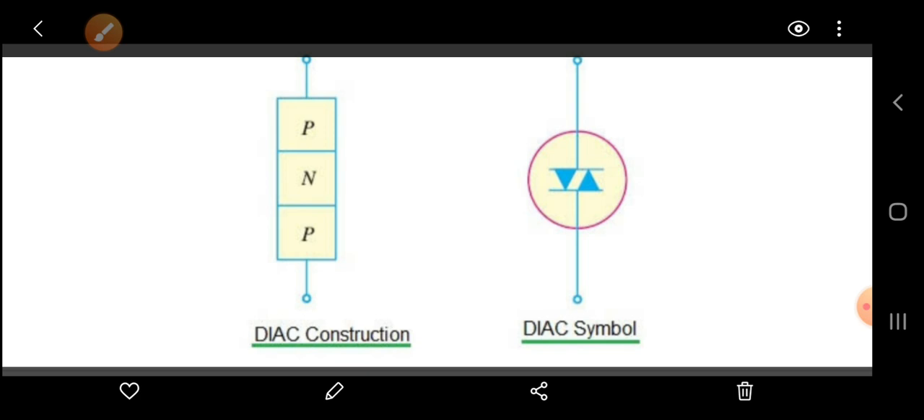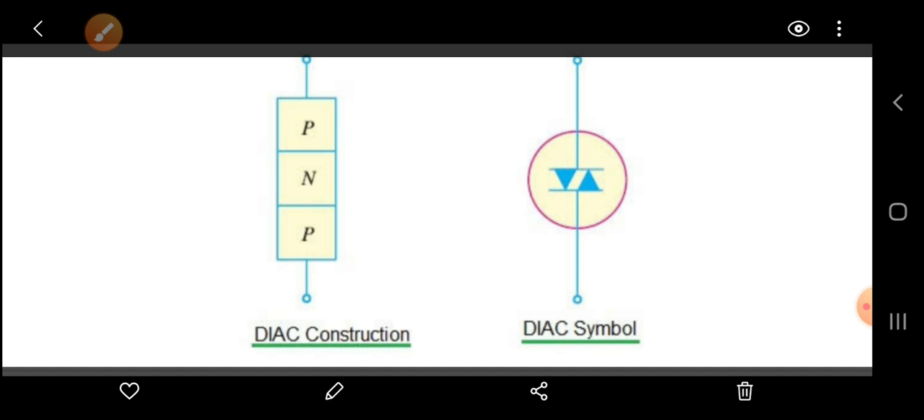So the DIAC is a two terminal, three layer bidirectional device. We have only two terminals, and it can be turned on or off when either polarity is applied to the terminals. You can see at the top and at the bottom, two terminals are given to the P layer and again to the bottom P layer. By using these two terminals we can turn it on and off.